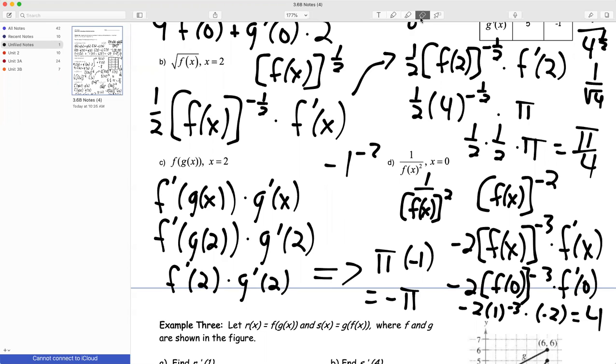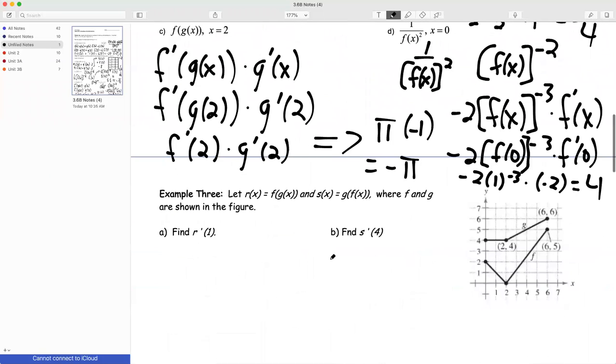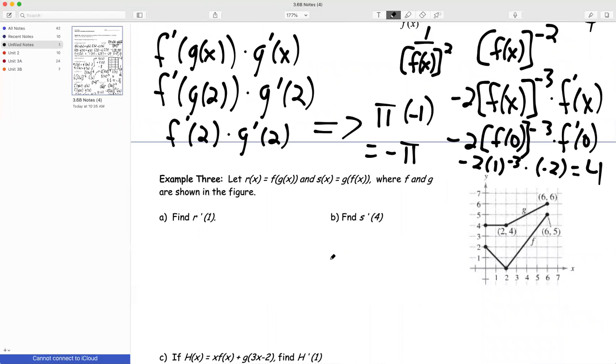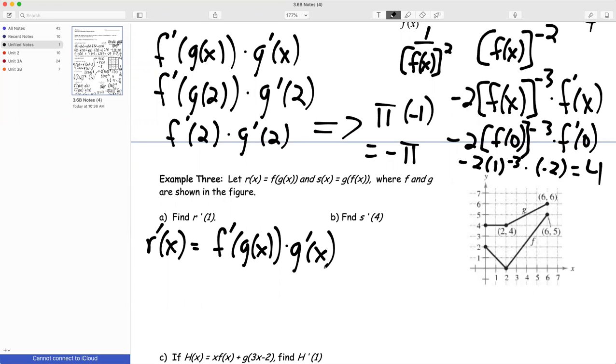Okay. All right, now we're going to look at the next question, which is excellent. Let R of x equal f of g of x and S of x equal g of f of x, where f and g are shown in the figure. Part A says find R prime of 1. So I want the derivative of R, and R is f of g of x. So I'm going to use my composite function derivative, which is f prime of g of x times g prime of x.